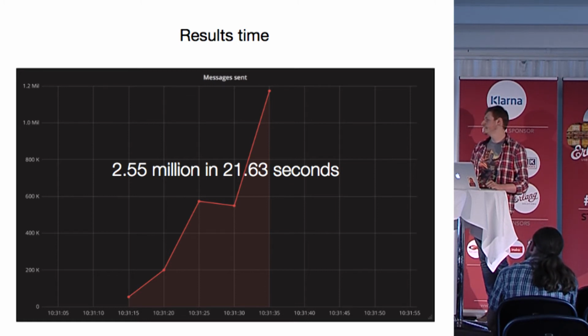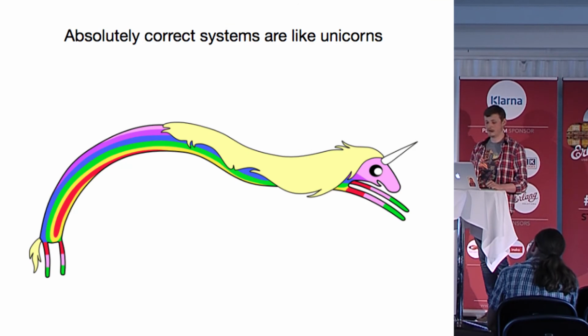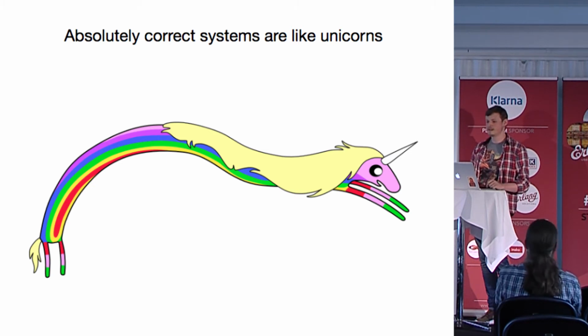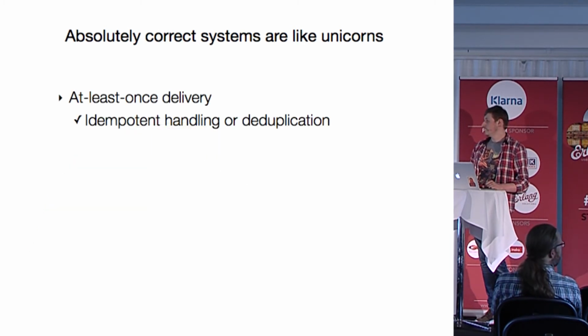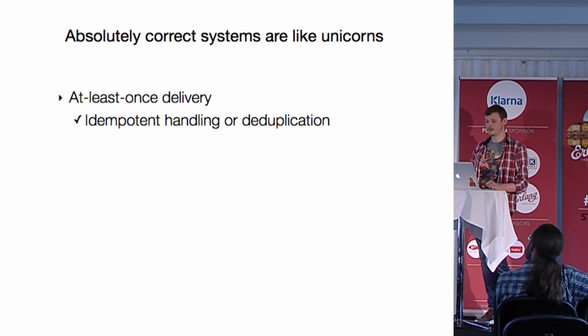Everything looks good, but absolutely correct systems are like unicorns. And saying that, I mean not that they are colorful or mighty. I mean that they live in our imagination. And yeah, we saw this in practice. You should always be prepared for bad things. You should understand what's wrong and could be wrong in your system, and prepare for disaster.